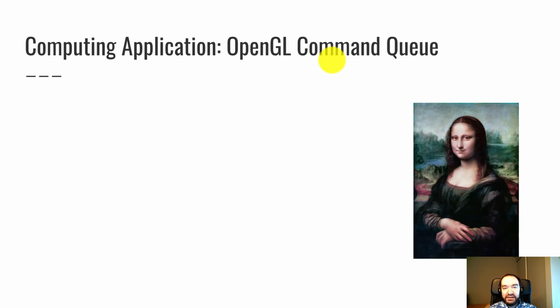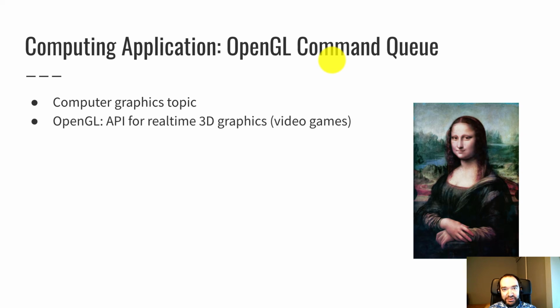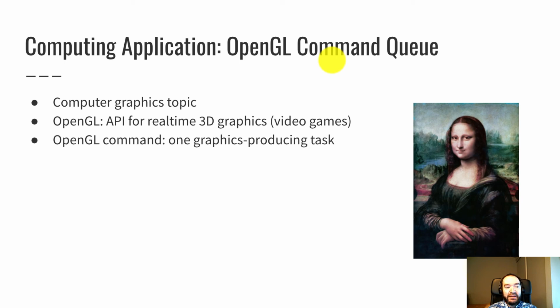Another application is the command queue built into the OpenGL graphics API. This is really a computer graphics topic. Again, we're not going to get into detail in this in our data structures course, but it's just so you know some other applications of queues. OpenGL is an API for real-time three-dimensional graphics, namely video games. It's mostly for video games, but it is used for other applications that have graphics that are video game-like. And an OpenGL command is one function call that deals with one task involved in creating graphics.